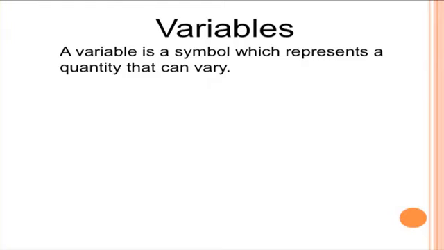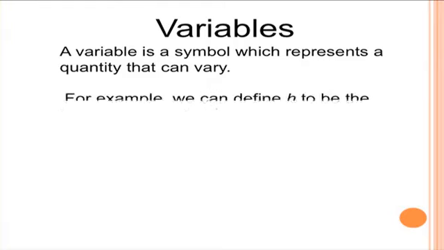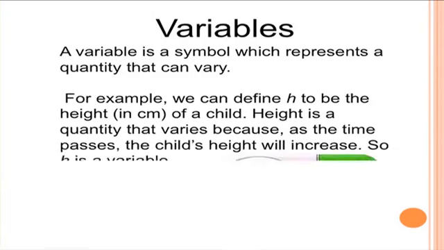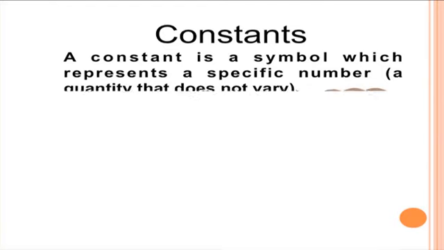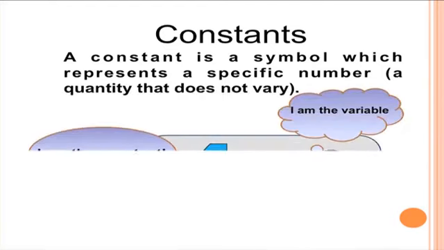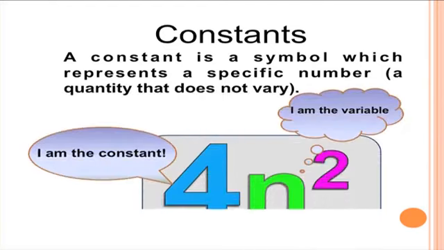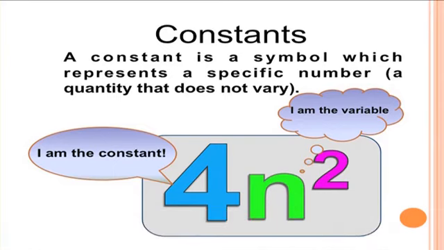Talking about variables, a variable is a symbol which represents a quantity that can vary. For example, we can define h to be the height of a child. Height is a quantity that varies because as time passes, the child's height will increase. So here h is a variable. Coming to constants, a constant is a symbol which represents a specific number, that is, a quantity that does not vary. As you can see, in 4n square, n is the variable and 4 is the constant.